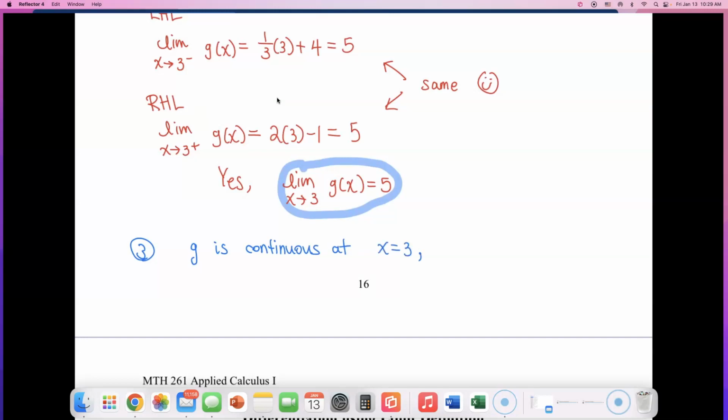Let's give them a reason. Because g of 3 equals the limit as x approaches 3 of g of x. And I don't have to say that they are both 5, but they are equal to each other. So that's enough. That's a great reason to conclude that this function g is continuous at x equals 3.